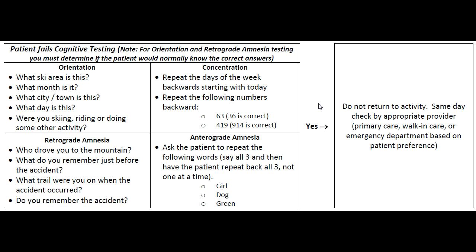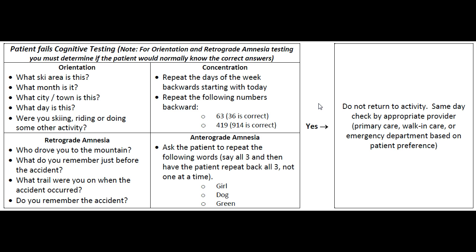They do need a same-day checkup with an appropriate provider, be it at a primary care, walk-in care, or an emergency department. Totally up to the patient. They have findings that suggest a concussion. They need more formal testing. That's all we're telling them. You don't think they've got a neurosurgical emergency. You really don't need to offer them EMS unless that's your mountain's protocol to do that.